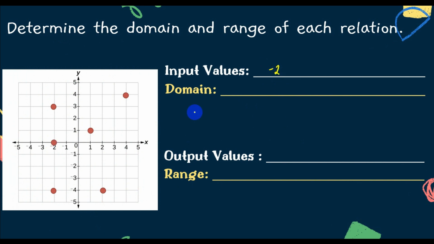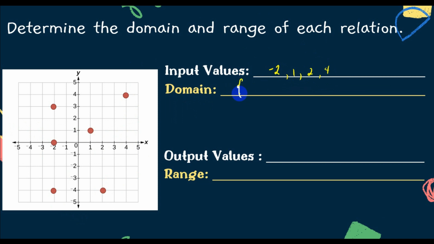And as you can see, at negative 2, we have three points that correspond to it. So 1, 2, 3. So no need to rewrite negative 2 three times. Okay? So just one. Another, we have positive 1. Here it is. And then next is positive 2. So it corresponds to this point. Then the last is we have positive 4.